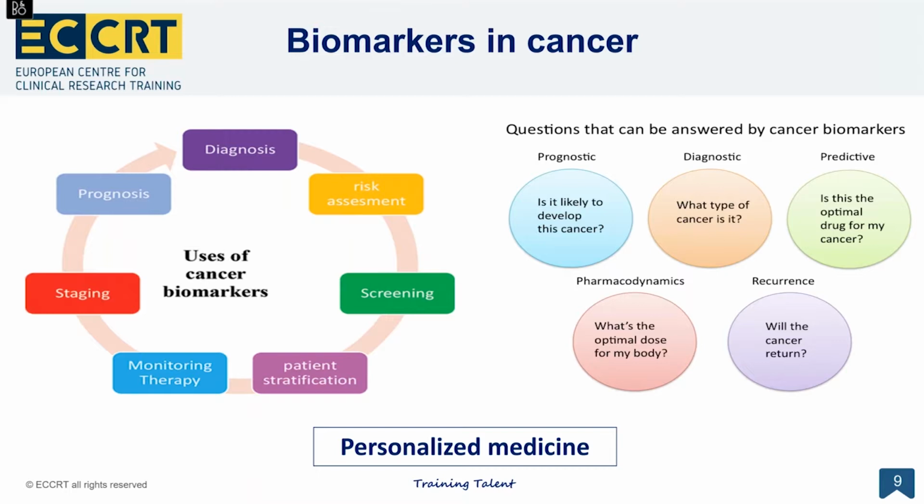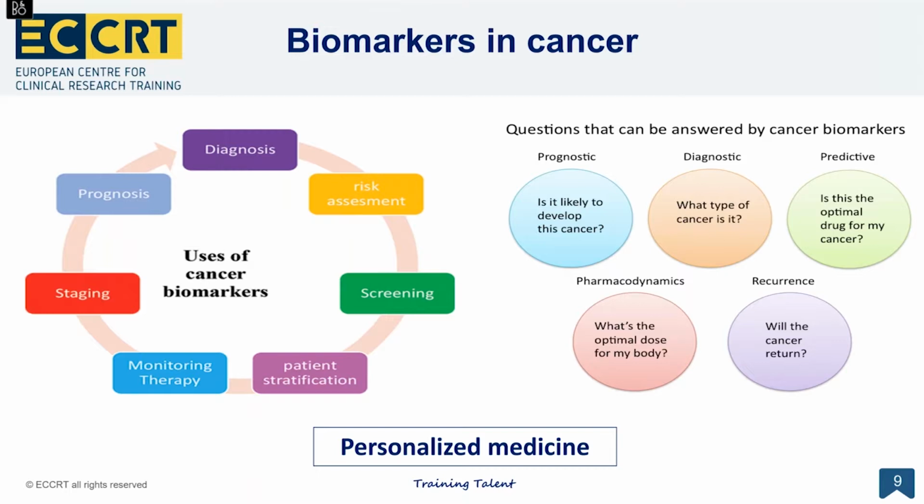It can also be diagnostic. What type of cancer is it? I'll give you an example. If we have the biomarker CA19.9, this can indicate whether or not there is pancreatic cancer. It can also predict something. If a patient has a typical mutation, I'll give you an example again in breast cancer, if there is this BRCA gene mutation, then we know that these patients can be treated with a specific drug. If it's not present, then these patients will not benefit from a specific drug to treat the cancer.